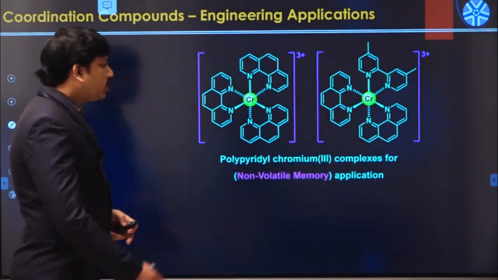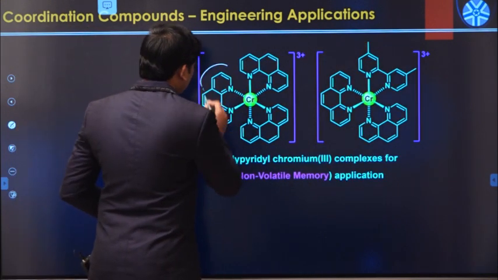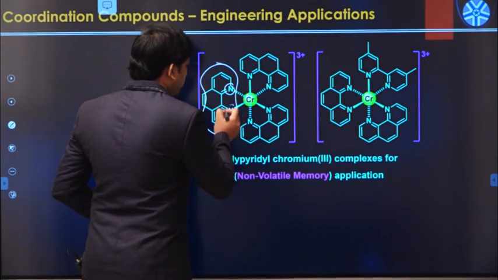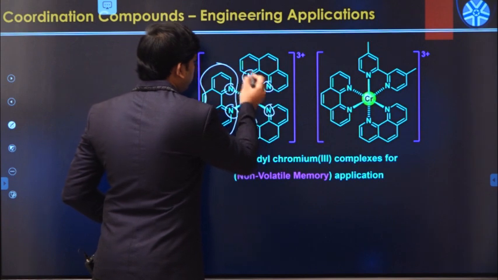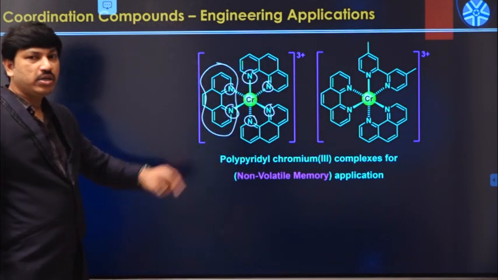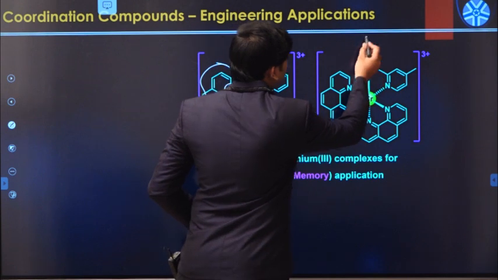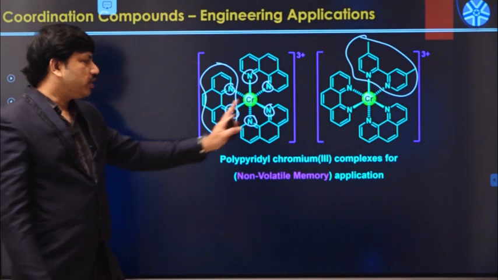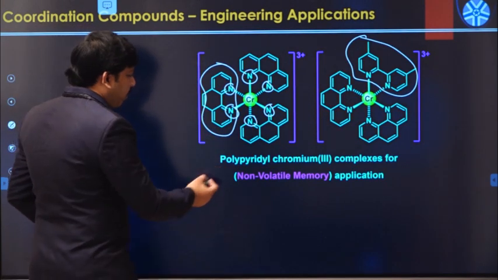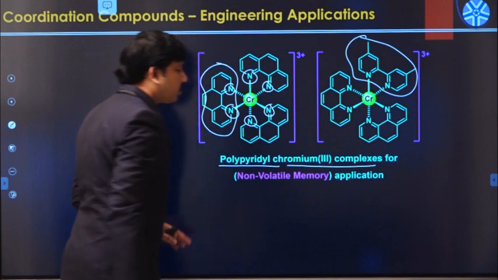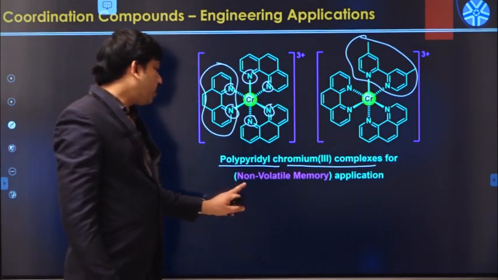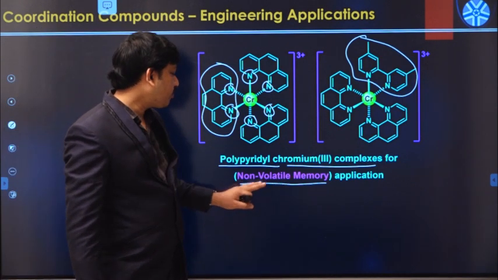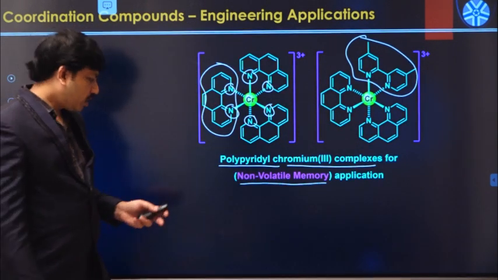Okay, these are two different complexes, and this is one of the specially designed ligands. You can see here this chromium is surrounded by 6 nitrogen centers. Even in this case, this is a specially designed ligand, and both have octahedral geometry. These are called polypyridine chromium 3 complexes, developed particularly for non-volatile memory device applications. So they are useful in making non-volatile memory devices.